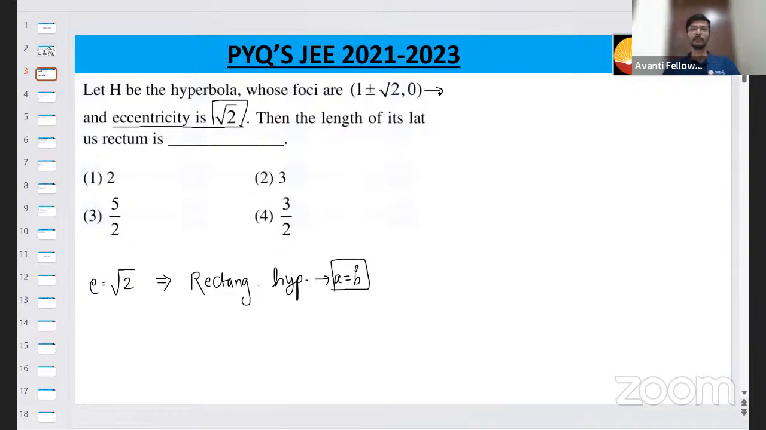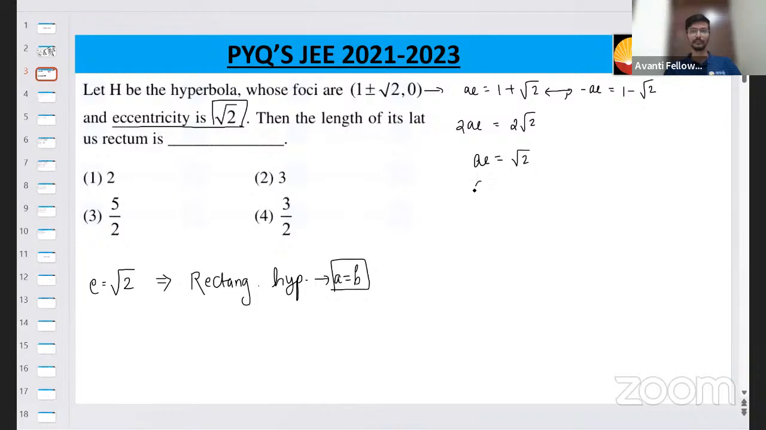Let's try to find the focus. Focus coordinates are plus minus AE comma 0. Right? So AE will be 1 plus root 2, and minus AE will be 1 minus root 2. Correct? So what will be 2AE, guys? 2AE will be 2 root 2. That means AE will be equal to root 2. We just subtract these two, so we'll get 2AE. Correct?